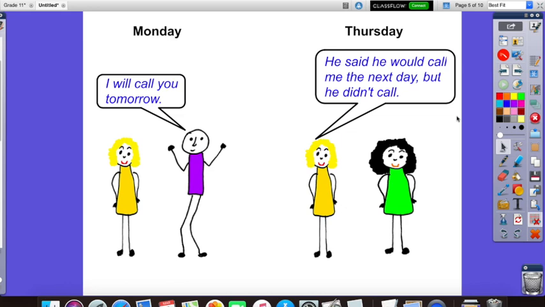When we change something from direct speech to reported speech, we often need to change the time as well. For example, on Monday, the boy says to the girl, "I will call you tomorrow." A few days later, let's say on Thursday, the girl meets her best friend and reports to her what the boy said. "He said he would call me the next day, but he didn't." Notice that will changes to would and tomorrow to the next day.